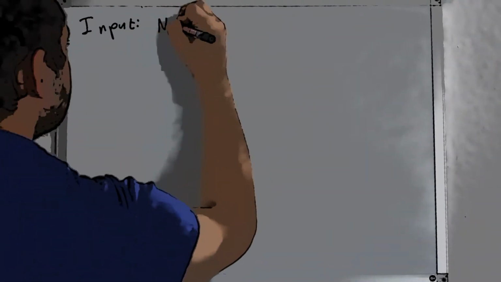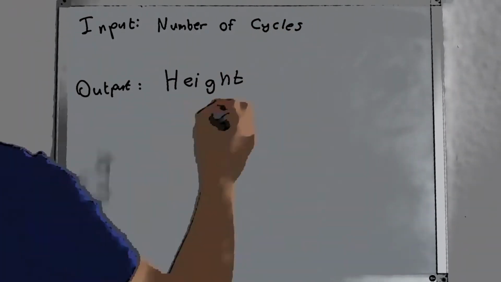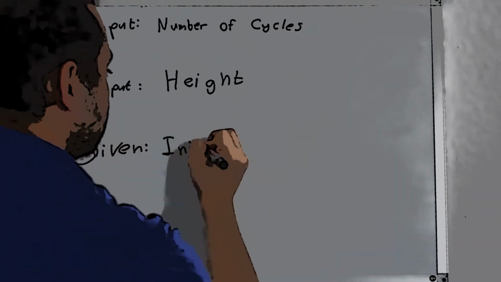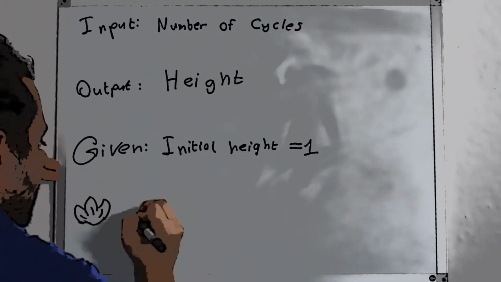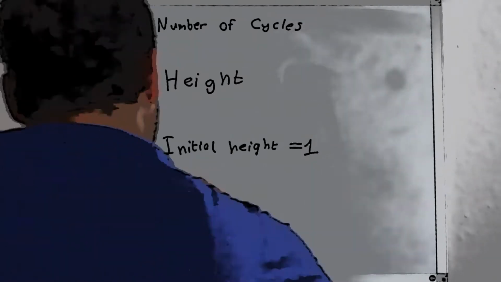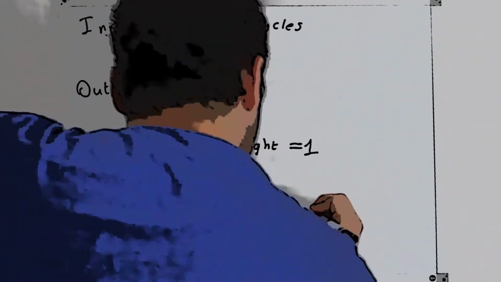Given the initial height of 1, and given the age of the tree, determine the height at this age. So the initial height is always going to be 1, and given the number of cycles that the tree has lived, we need to determine the height.